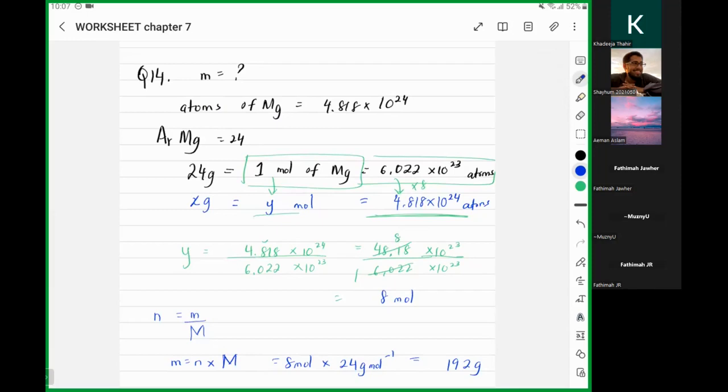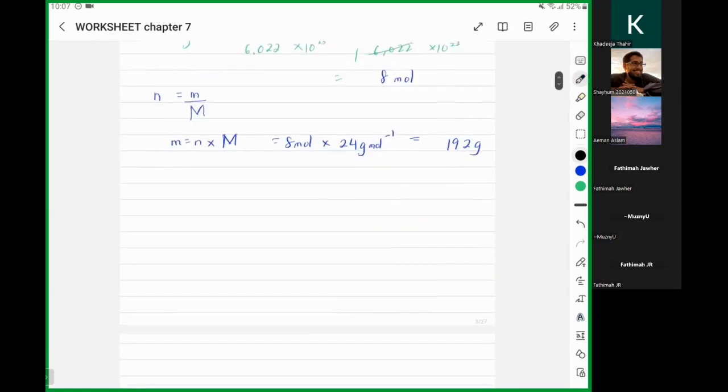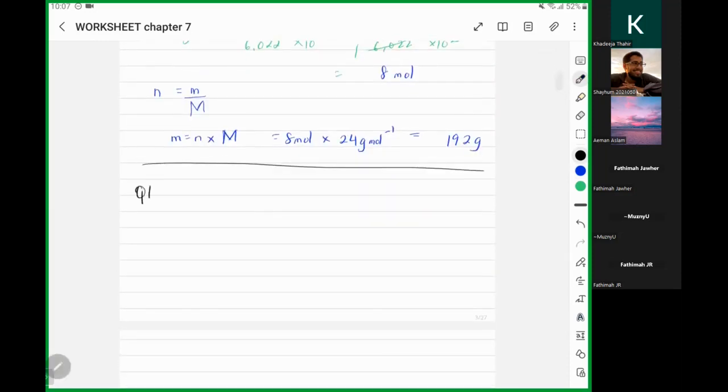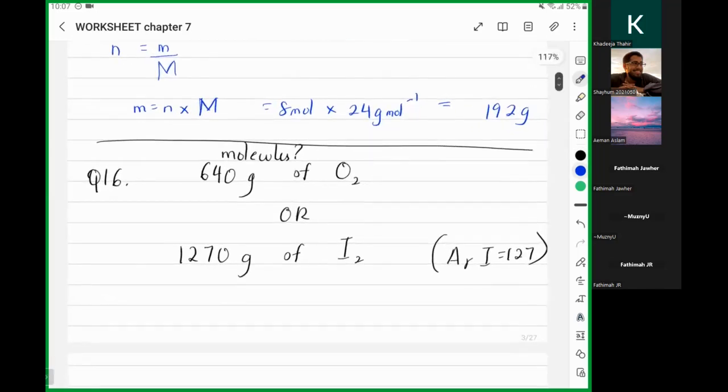Okay, thank you. Then question 16 says which contains more molecules? 640 grams of oxygen. They're asking you the molecular count. Or 1270 grams of iodine. And they have given you the relative atomic mass of one iodine as 127. So how to do this? Can't you find the number of moles and then decide?